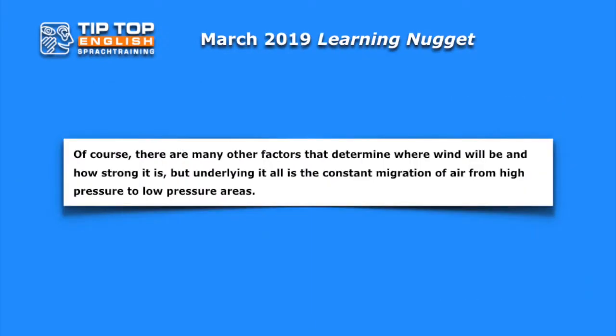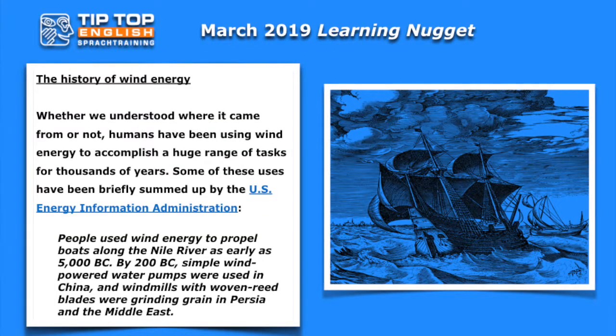Of course, there are many other factors that determine where wind will be and how strong it is, but underlying it all is the constant migration of air from high pressure to low pressure areas. The history of wind energy.